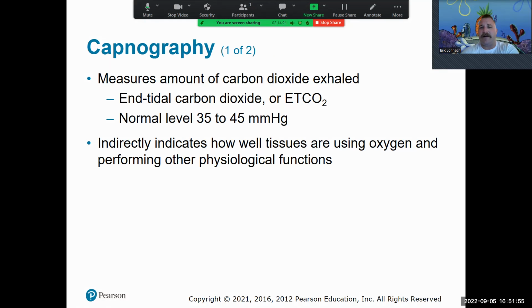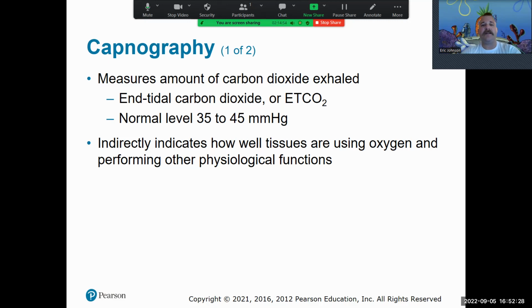Capnography is measuring the amount of carbon dioxide that we exhale in each breath. As we breathe in, we're breathing in oxygen, nitrogen, all the atmospheric gases. Really what we want to get out of that is oxygen. During cellular respiration and our normal respiratory cycle, we need to get out the waste products that all of that incurs. That primary waste product is carbon dioxide. So as we're breathing out, we're expelling that waste product.